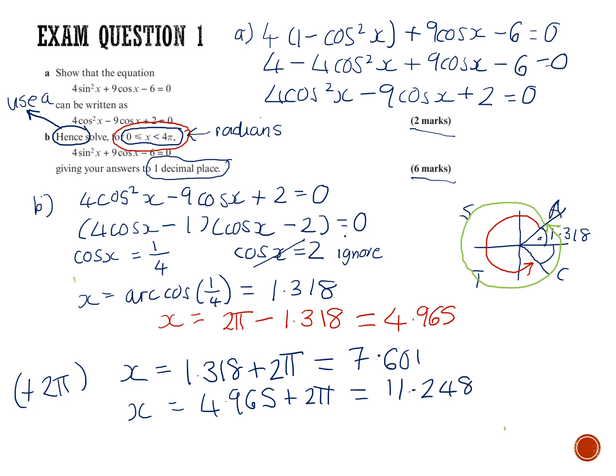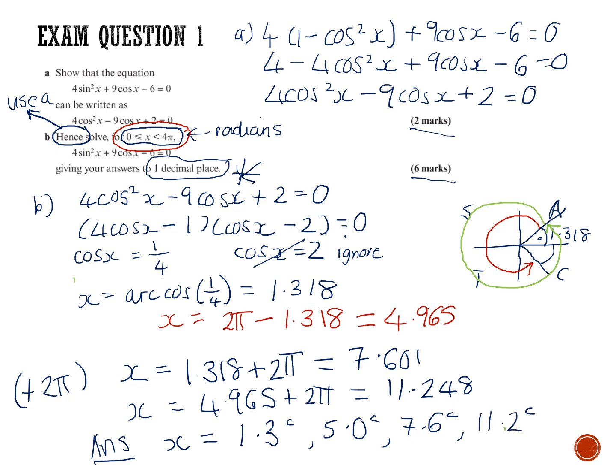Let's just go back to my question, double check the accuracy. 1 decimal place. If you don't state them to 1 decimal place, then you will lose some marks. So here are my answers. x equals, to 1 decimal place, 1.3, little circle or rad. Next one, 1 decimal place, that's going to be 5.0, round carefully. Next one, 7.6 to 1 decimal place. And the final one, 11.2 to 1 decimal place.